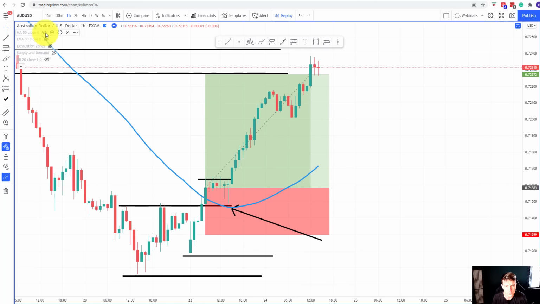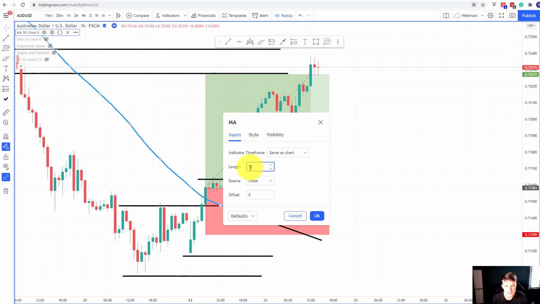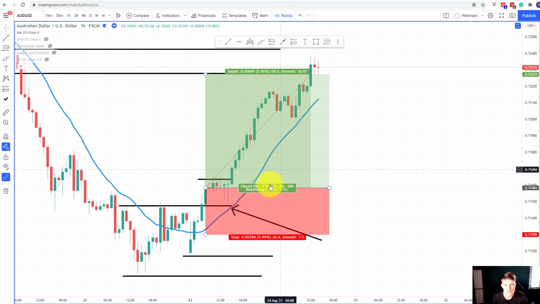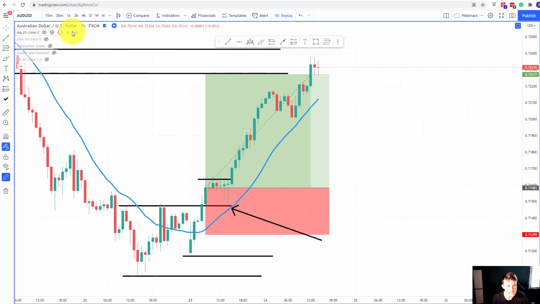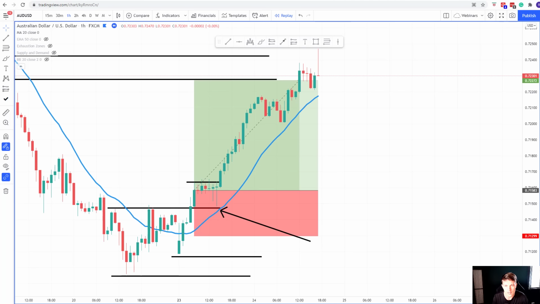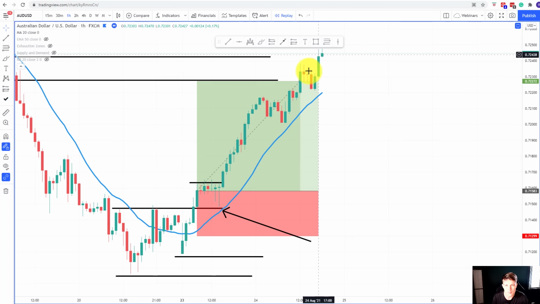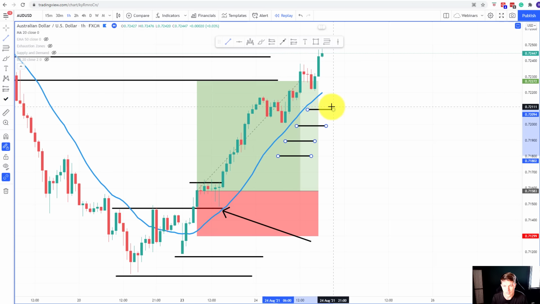For example, you could throw in a moving average. Probably for trailing a stop loss, a 20 period is a little bit more suited because it follows the price action closer. And you can see here, this is the SMA 20 period. You could have used that for trailing your stop loss along the way. And let's just see what would have happened if instead of a fixed target, you would have just kept trailing your stop loss underneath the moving average.